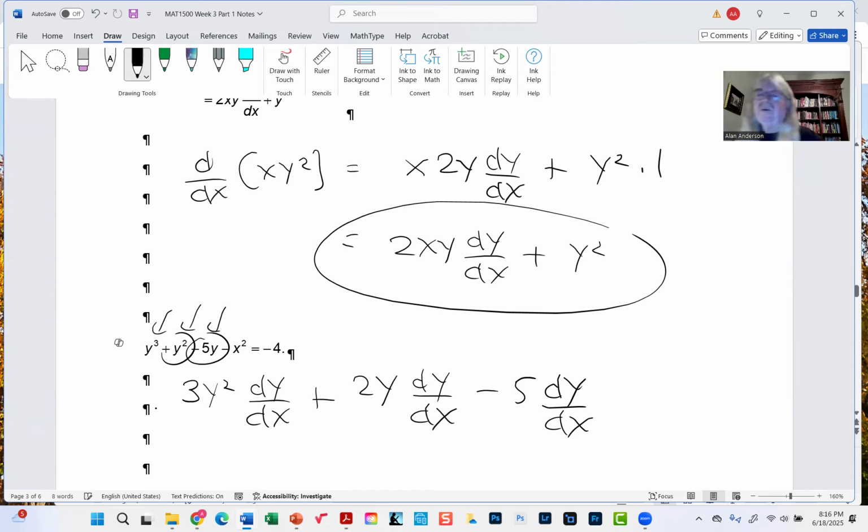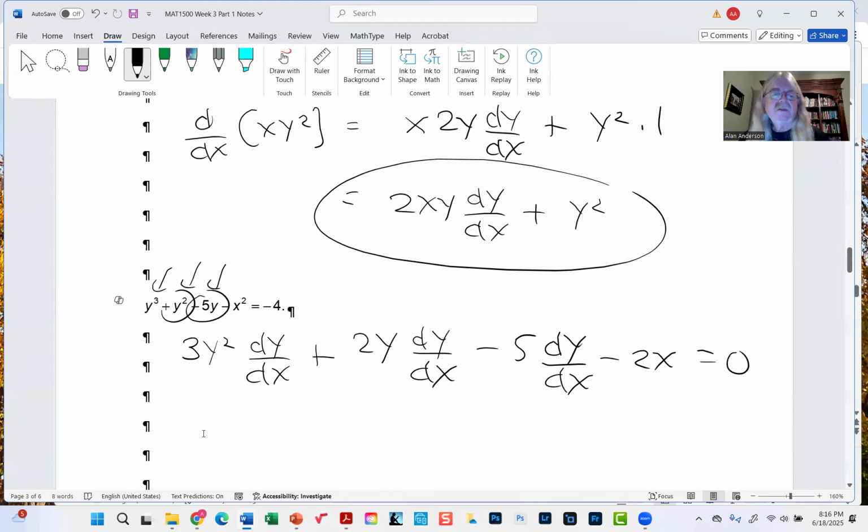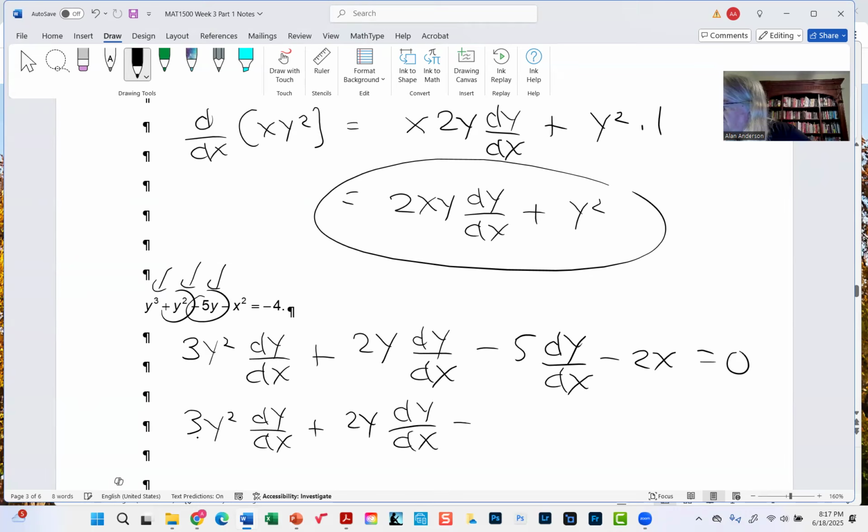And that's because we're applying the power rule to -5y. Then we have -2x equals 0. So what is the actual value of dy dx? That's what we're after. Well, we're going to gather up the like terms, which means the ones that have dy dx in them. We'll set everything else to the right-hand side, and then we'll factor out the dy dx.